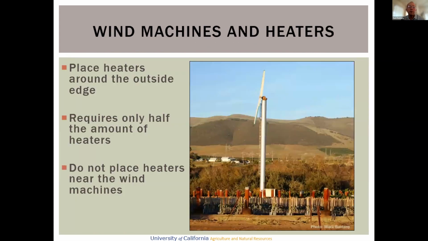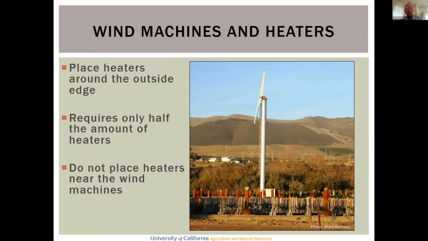With heaters, the basic concept is that we place heaters around the outside edge of where that wind machine coverage might be. So let's say a typical wind machine, standard machines, at least in the past, would cover about 10 acres or so. So you'd be placing these heaters around the periphery of that wind machine. So this reduces the number of heaters that you would need at the site.